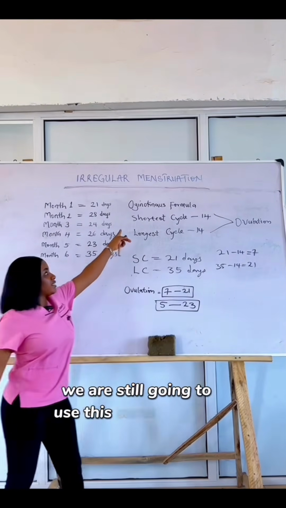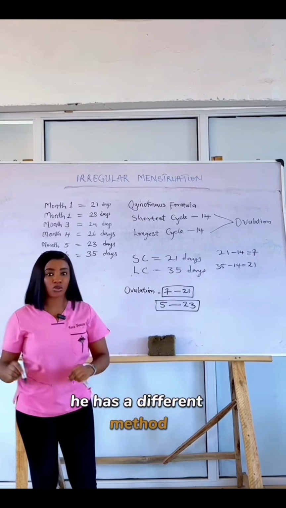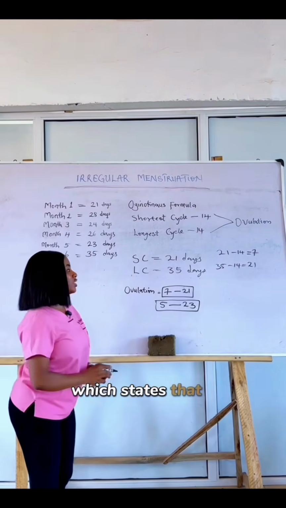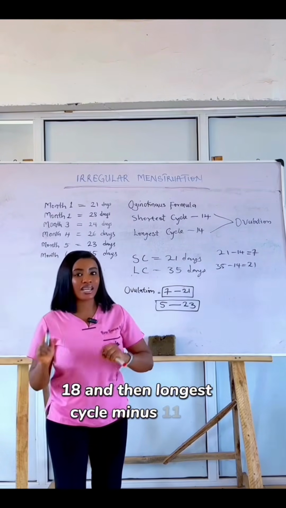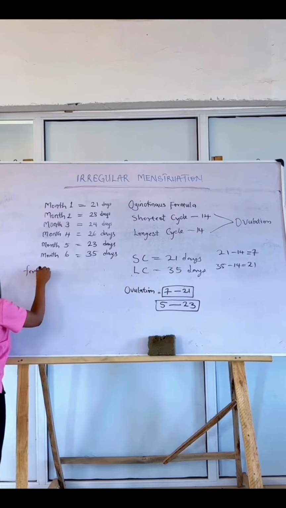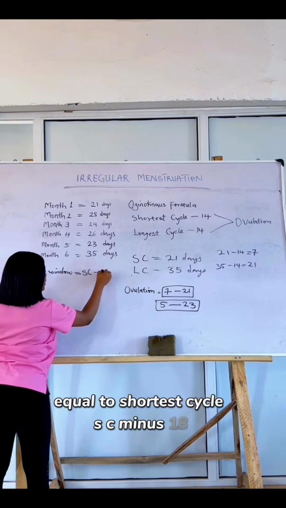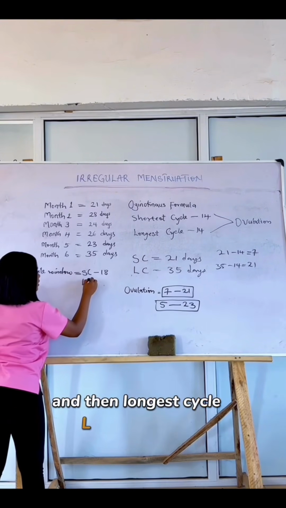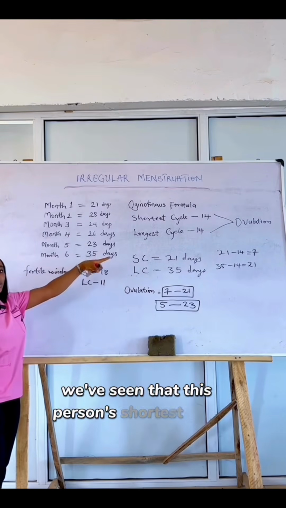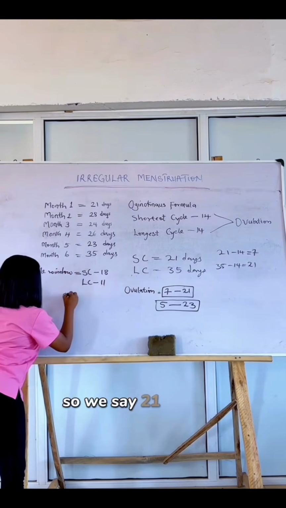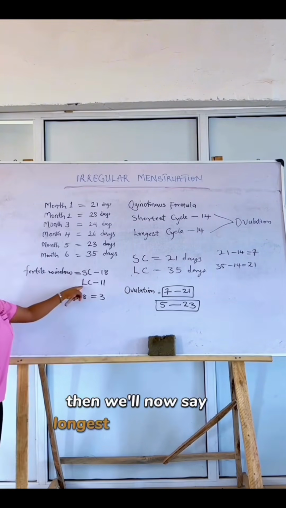We are still going to use this same person's method, Ogino-Knaus, but this time he has a different method for tracking the fertile window, which says shortest cycle minus 18, and then longest cycle minus 11. So fertile window equals shortest cycle, SC, minus 18, and then longest cycle, LC, minus 11. Still using the same example, this person's shortest cycle is 21. So we'll say 21 minus 18, which will give us 3.